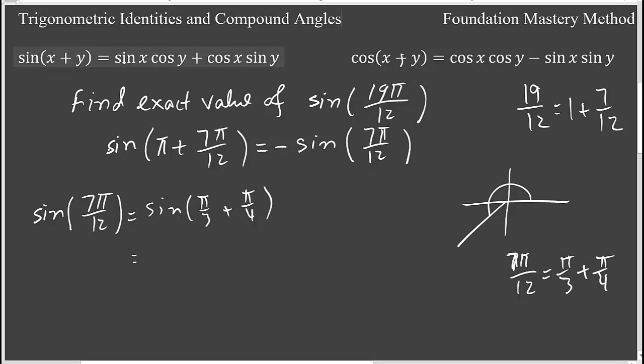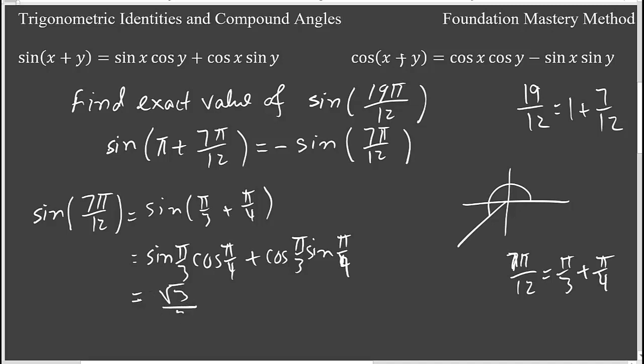Now we can use our formula here. That will give me sine pi by 3 cosine pi by 4 plus cosine pi by 3 sine pi by 4. And remember, pi by 3 is 60 degrees. So sine 60 is radical 3 over 2. Cosine pi by 4 is radical 2 over 2. Cosine pi by 3 is 1/2. Sine pi by 4 is radical 2 over 2.